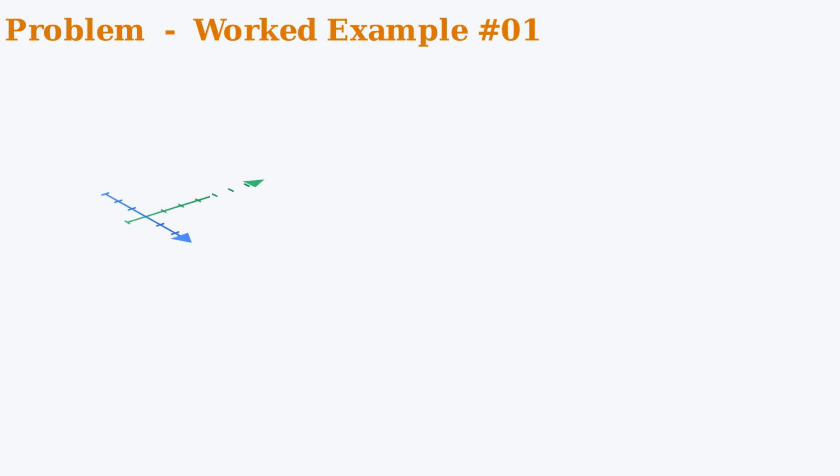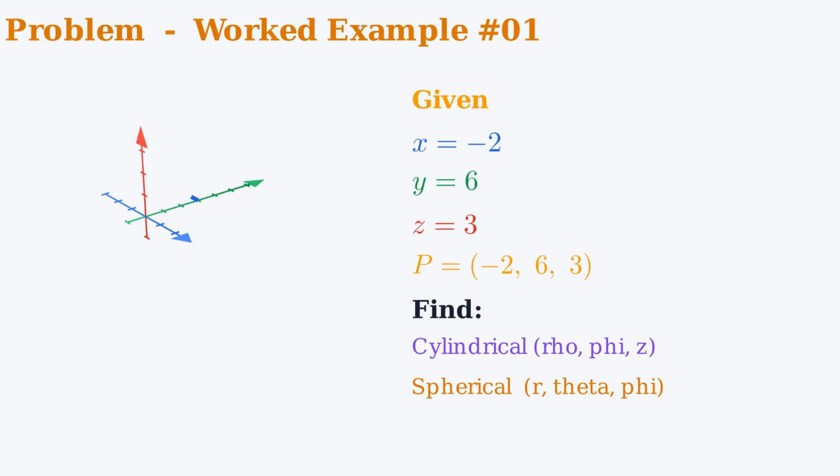Hi everyone, this is the first worked example of our electromagnetic theory series. We are going to do a coordinate conversion. We have a point P in Cartesian coordinates: x equals -2, y equals 6, z equals 3. So P is at (-2, 6, 3). We need to express this same point first in cylindrical coordinates, then in spherical coordinates.